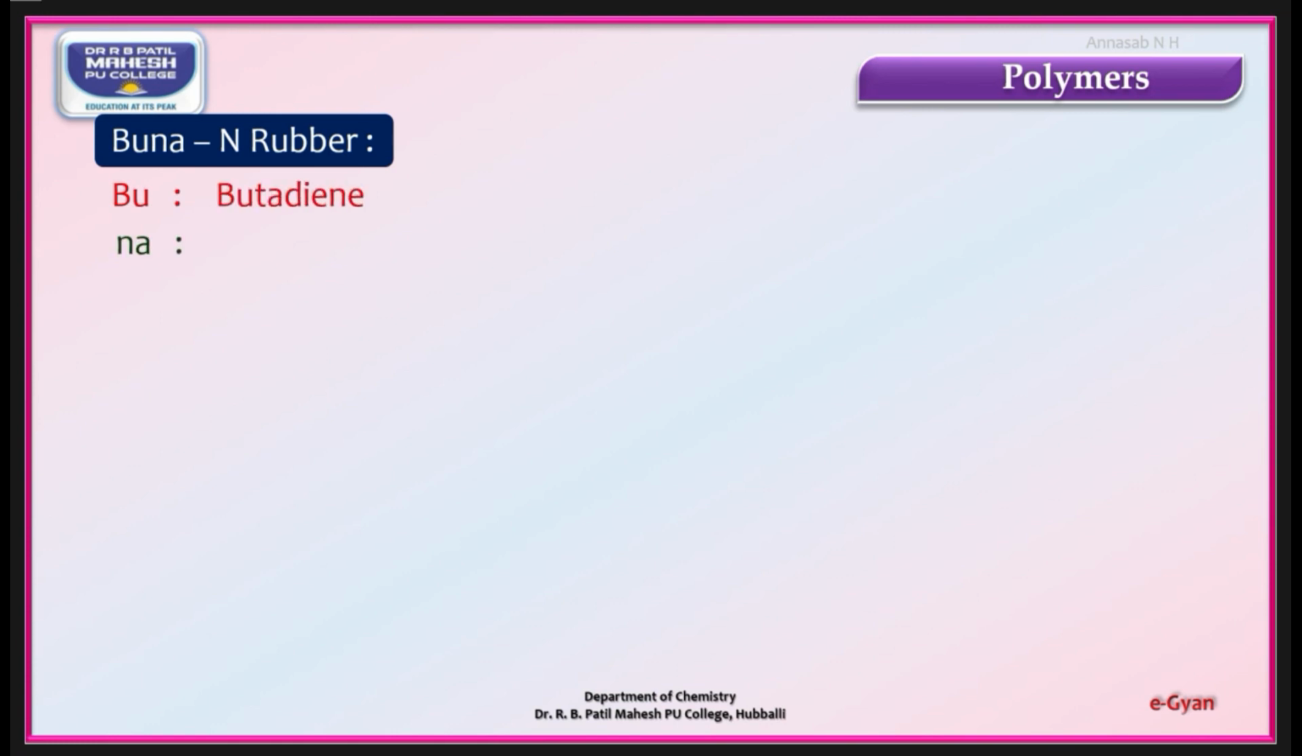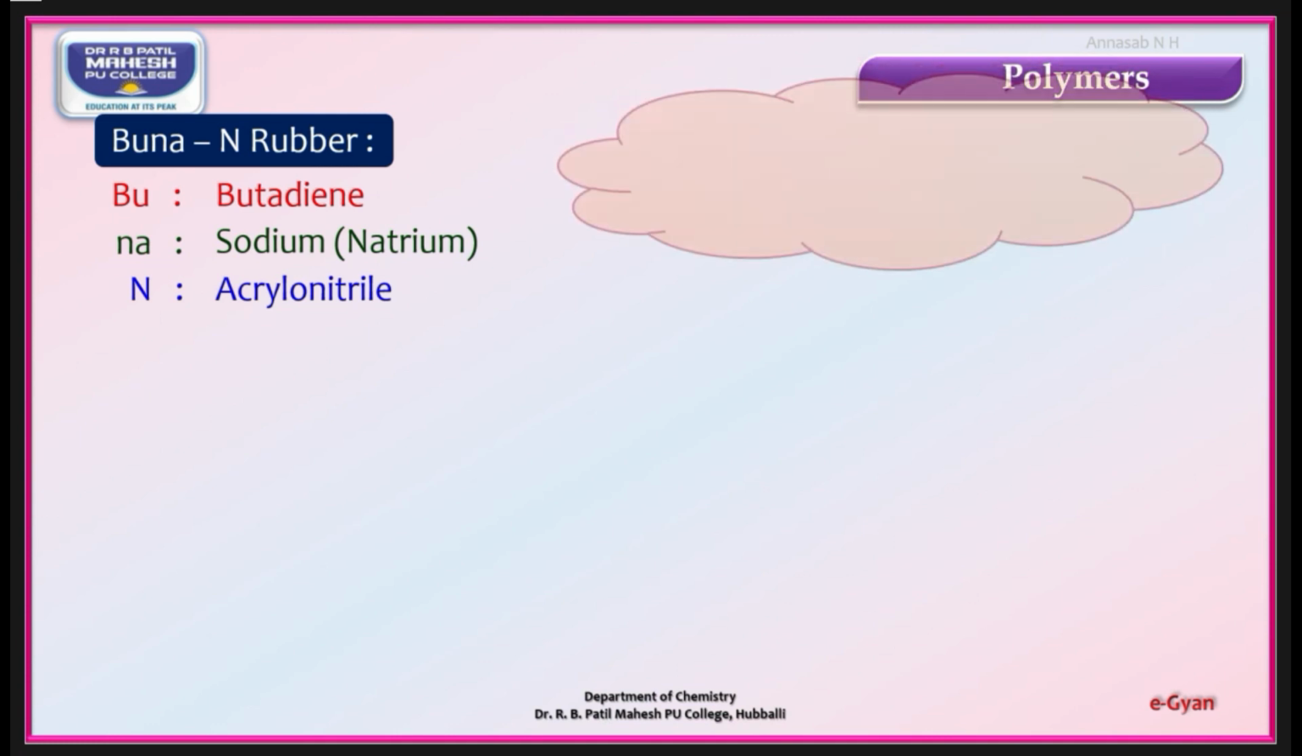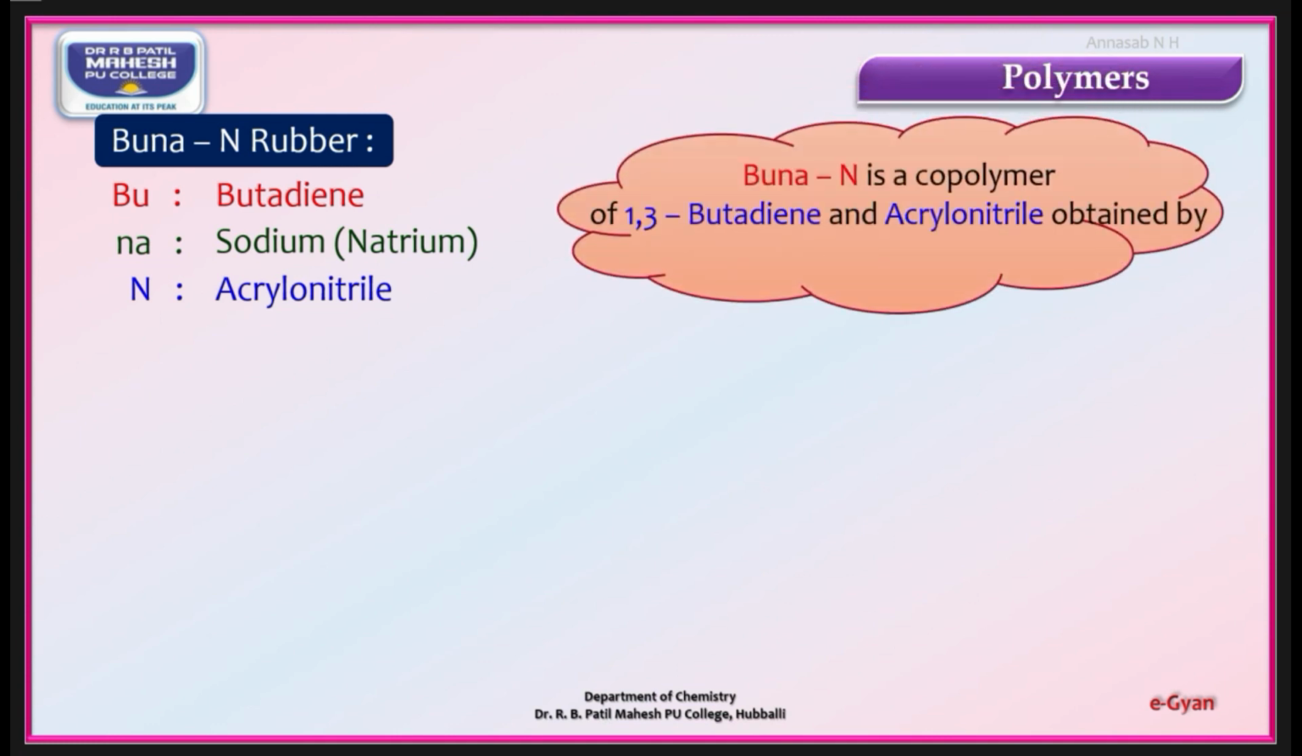Moving to the next part, Buna-N rubber. Again, Bu stands for butadiene, Na stands for sodium or natrium, and here N stands for acrylonitrile. What is the structure of acrylonitrile? CH2 ethene. One of the hydrogen atoms of ethene is replaced by CN nitrile group. So the structure is CH2 double bond CHCN, acrylonitrile. So again, Buna-N is a copolymer of 1,3-butadiene and acrylonitrile, and which is again obtained by addition polymerization. We can expect some free radical mechanism here.